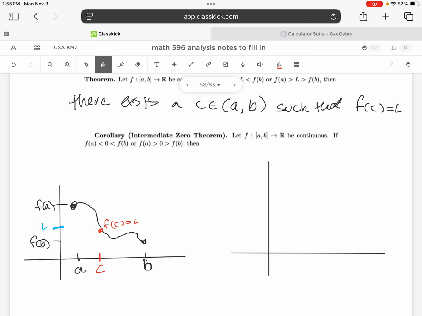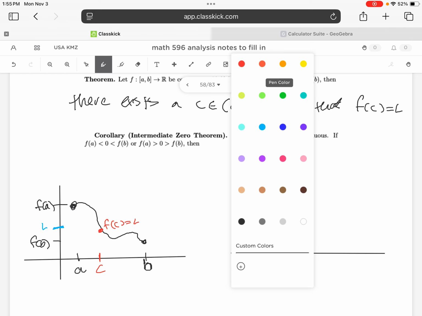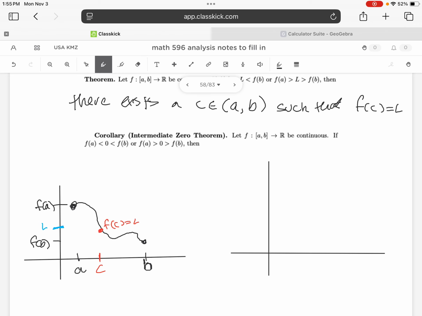And more often we talk about a corollary to the intermediate value theorem, which helps us to find zeros on an interval. It says if f is a function from the closed interval [a, b] to R, and it's continuous, and if f(a) is negative while f(b) is positive, or the other way around, f(a) is positive and f(b) is negative, then we can conclude that our function f must have a 0 between a and b. In other words, there exists a c in the open interval from a to b such that f(c) is equal to 0.